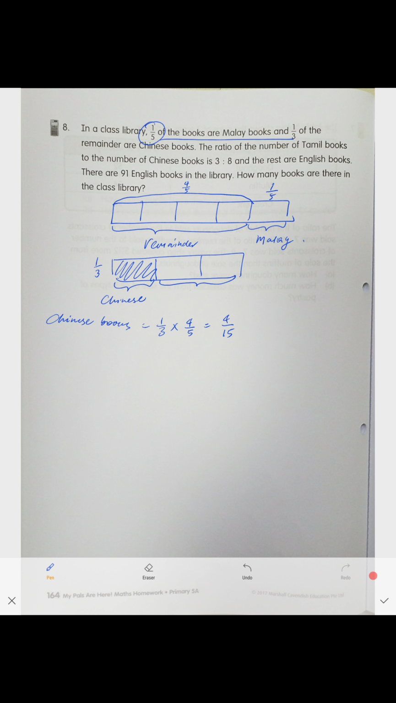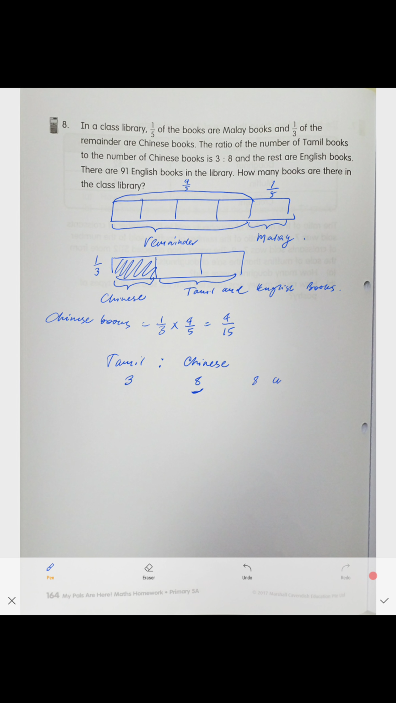Now this other part is Tamil and English books, which we need to find out, right? First of all, they give us the ratio here. The ratio of the number of Tamil books to Chinese books is 3:8, and this is what we use. So Tamil to Chinese, the ratio is 3:8. Basically our 8 units is 4/15, this number, our Chinese books. And what is the total of Tamil and Chinese books? It is 11 units.